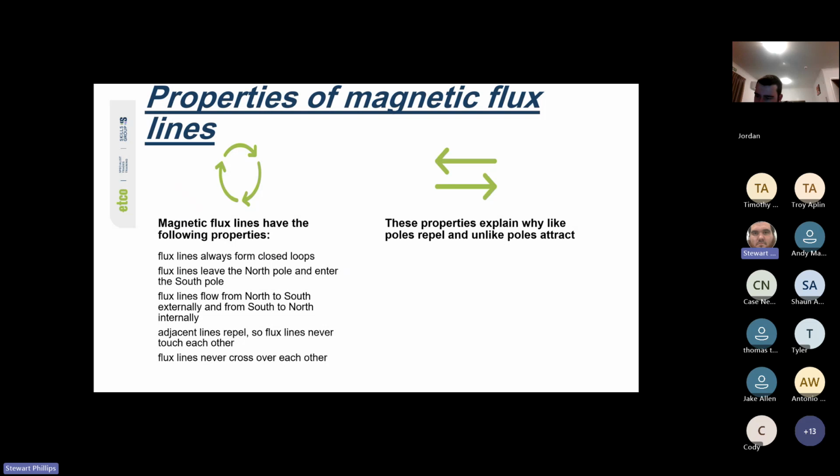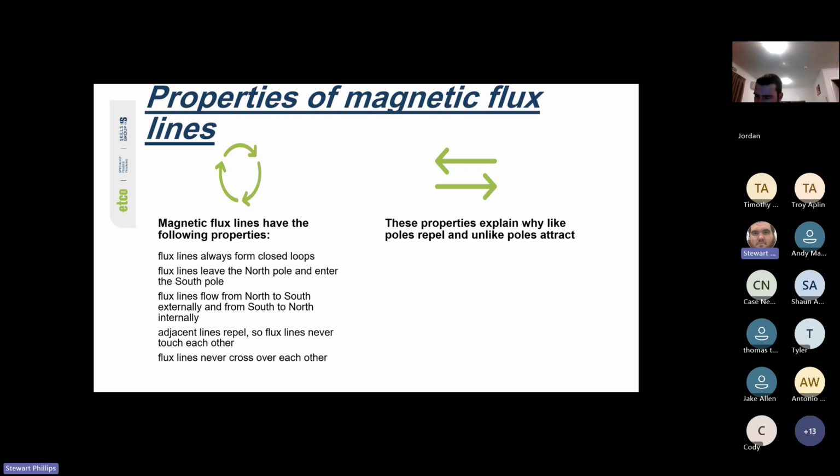Cool. So the properties of the flux lines. They have the following properties. They always form closed loops. Flux lines leave the North Pole and then enter the South Pole. Flux lines flow from north to south externally and from south to north internally. Adjacent lines repel, so flux lines never touch each other, and flux lines never cross over each other either. So if you're ever asked to draw them, make sure they never cross. These properties explain why like poles repel and unlike poles attract.